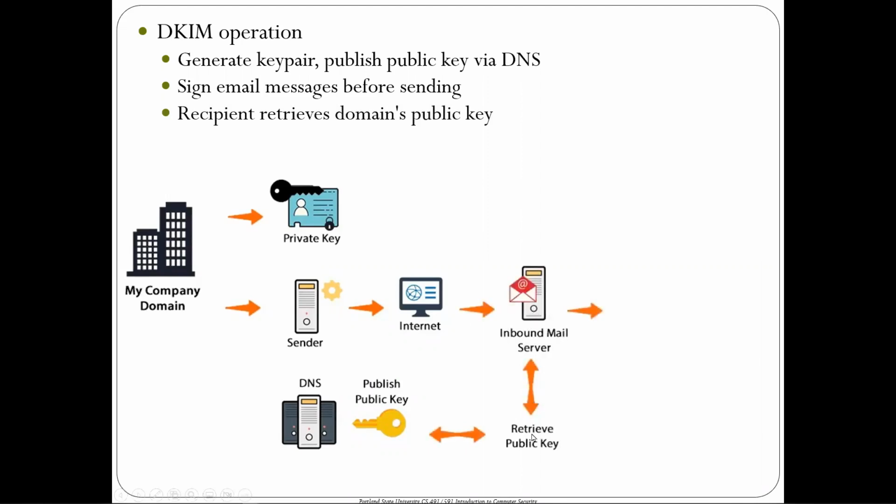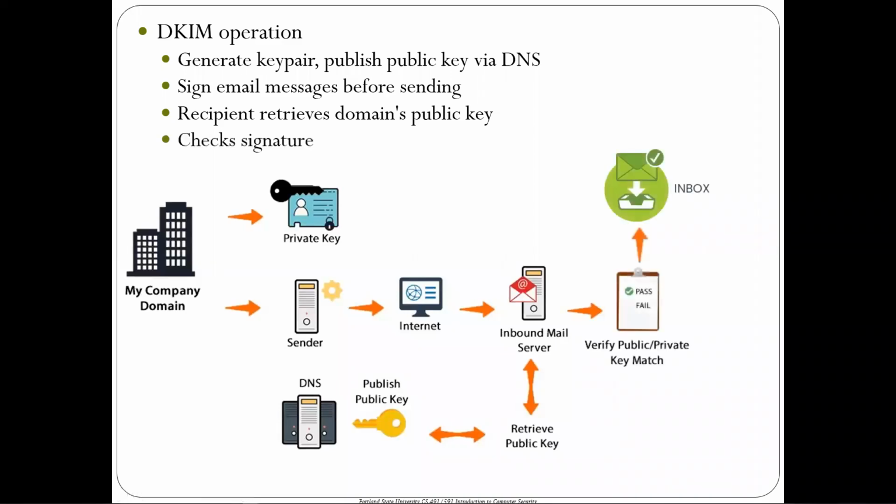So this is the recipient email server. It's going to retrieve the public key associated with that domain from DNS. And then it's going to validate the message that has been signed by the sender against this public key. If this key matches, so if the signature matches the public key that you retrieve for that particular domain that the email is being sent from, then you can put this in the inbox.